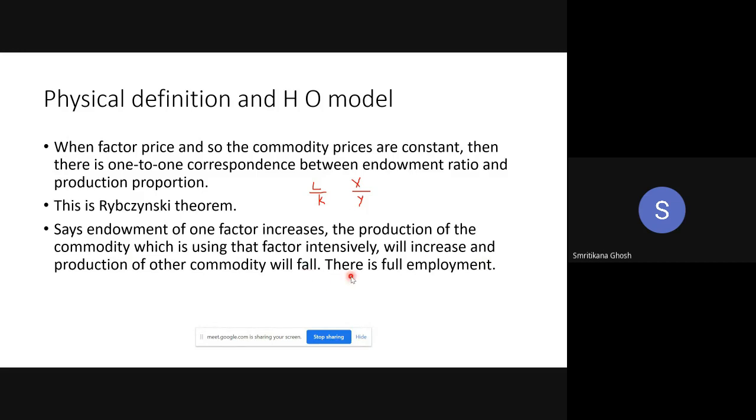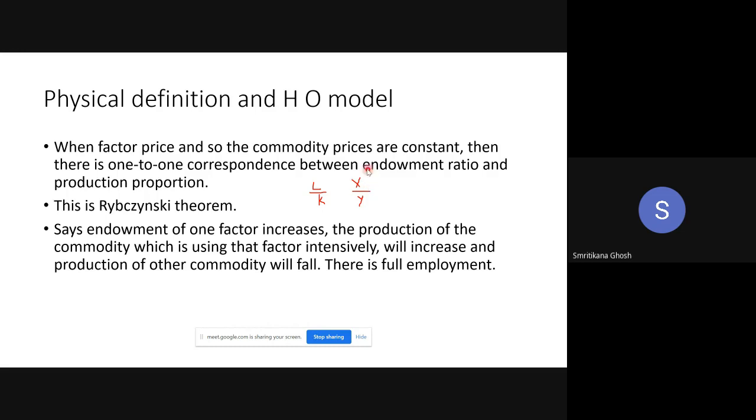As there is full employment, you don't have any surplus capital in your hand, and you are going to produce more of X. Why? Because the amount of labor availability has increased, so you have more labor in your hand which you can employ in the X sector to produce X. But when you produce X, you need more capital as well, because X is using relatively more labor. That doesn't mean X is not using capital. X is also using capital, right?